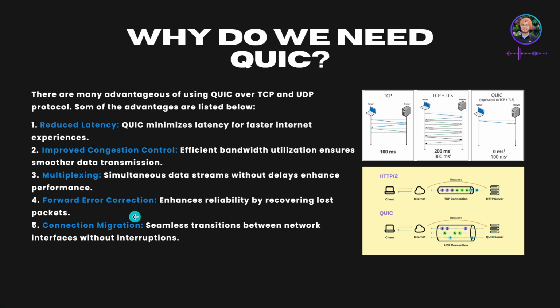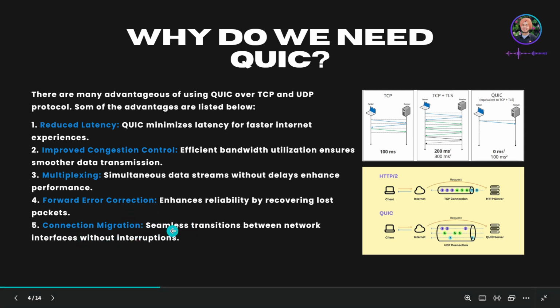The fourth point is forward error correction. We will talk about it in the next slide in more detail. And the fifth point is connection migration. Another reason why we need QUIC is this feature. QUIC connections are identified by a connection ID rather than the IP address and port number. This allows for seamless migration of connections between different network interfaces or IP addresses, such as switching from Wi-Fi to a cellular network without interrupting ongoing data transmission.